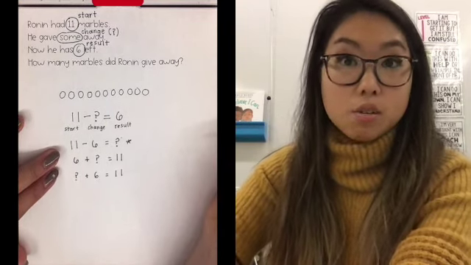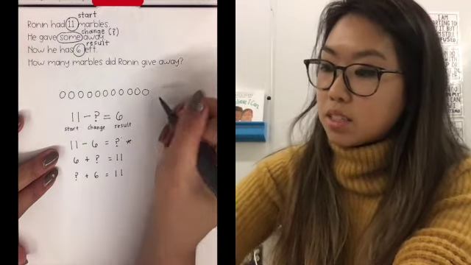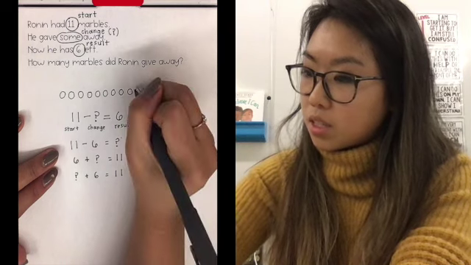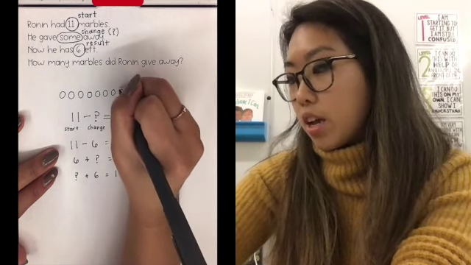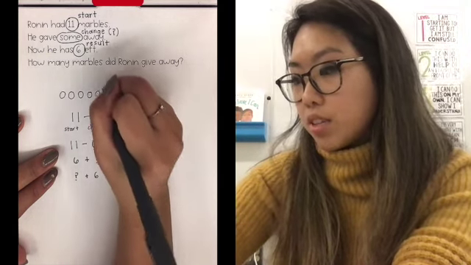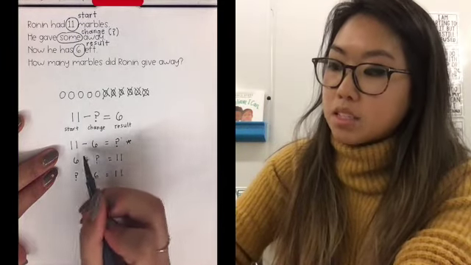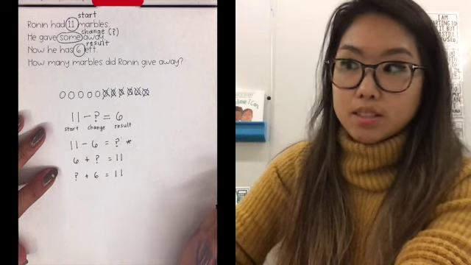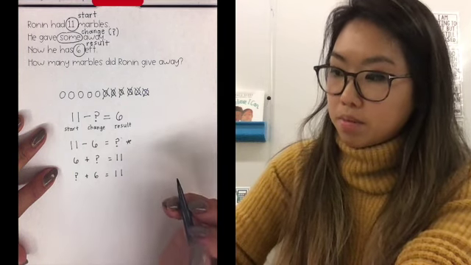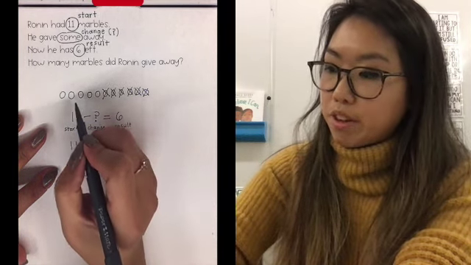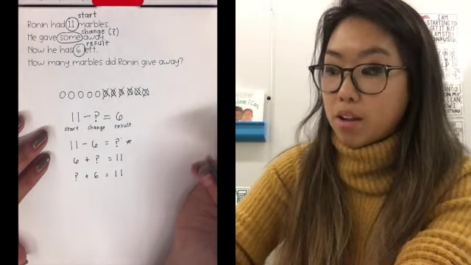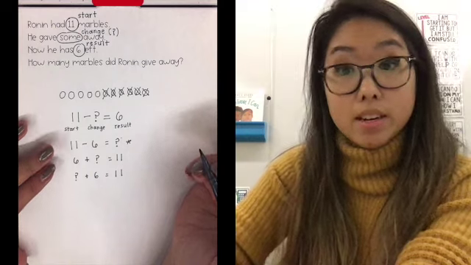11 minus 6 equals unknown. So I have my 11 dots, and to show a picture, I'm going to just cross out my 6. 1, 2, 3, 4, 5, 6. Because it asked me in this equation right here to subtract 6. So now I can think, okay, I have 1, 2, 3, 4, 5 left. So that means Ronan gave 5 marbles away. So I'm going to write that in an answer sentence.